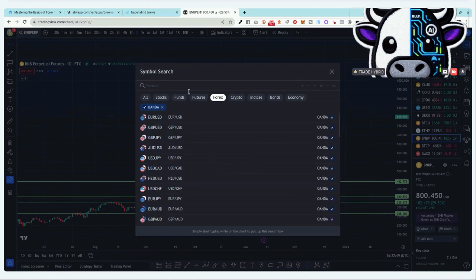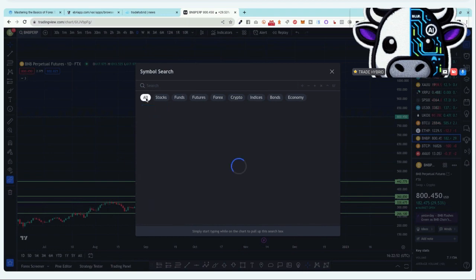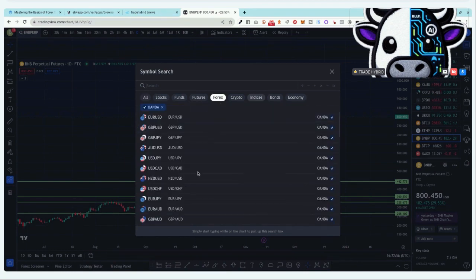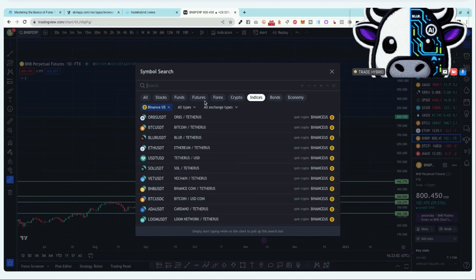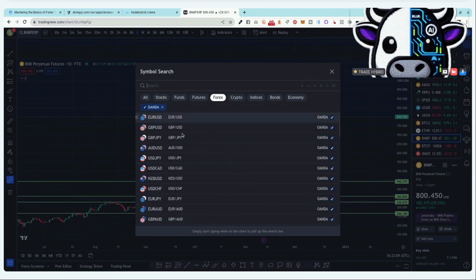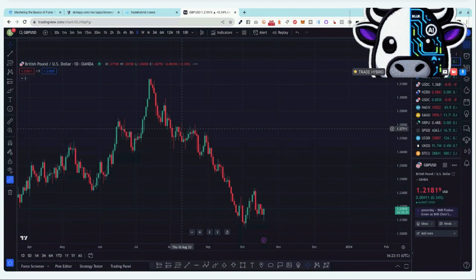Or you can leave it blank and then use all, right? And it'll show you all the symbols that are available. Or you can click Forex, and it'll show you all the Forex symbols that are available, or crypto, or indices. You can choose whatever you want. Even futures are available right here. So choose the symbol you want to look at, and then once you choose the symbol, you want to check your technical analysis. You want to check your fundamentals. And then once it's a decision that you're ready to make.